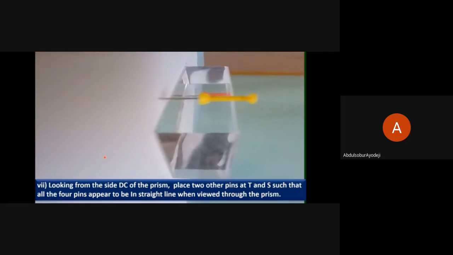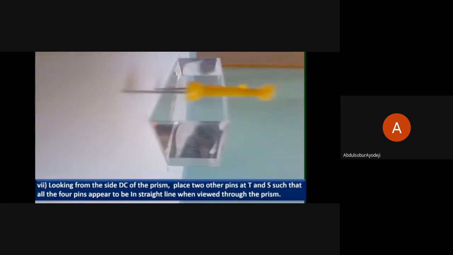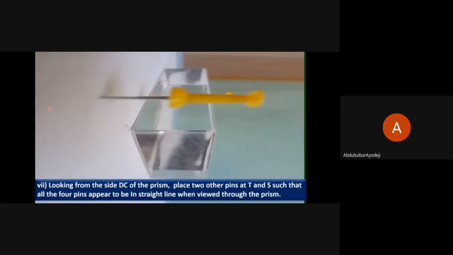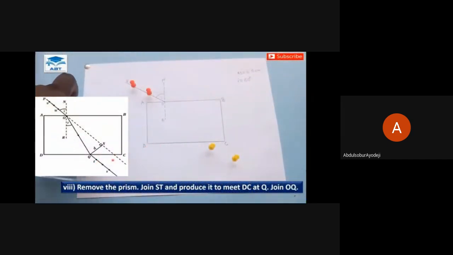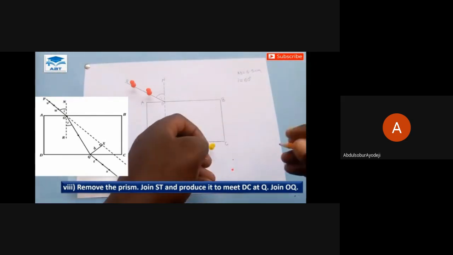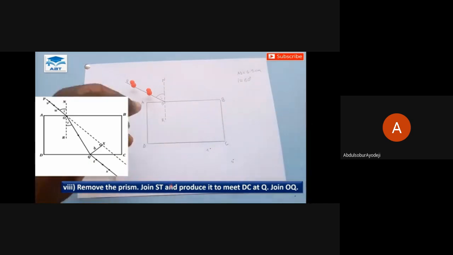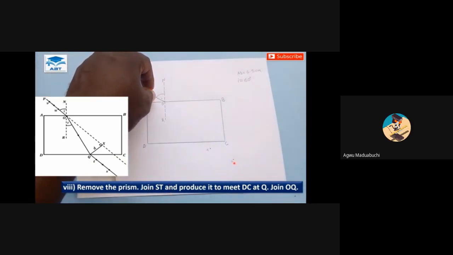Yes, he has used the third pin to block the first two that are seen in the glass prism. He has now used the fourth to block the first three. It's just trying to show that light travels in a straight line. It's the rectilinear propagation of light. So he's about to join those two points. Did you notice that? Yes, sir. Very good.